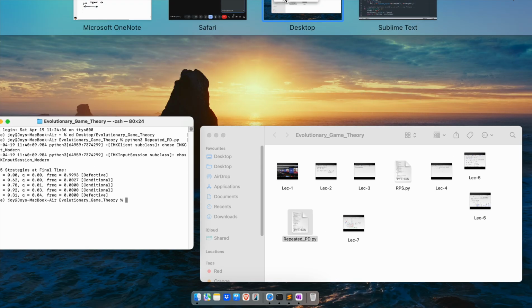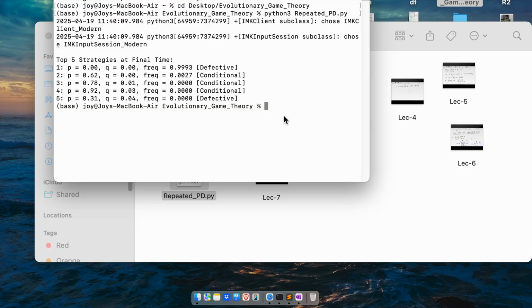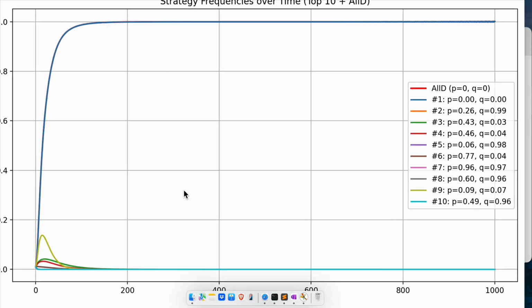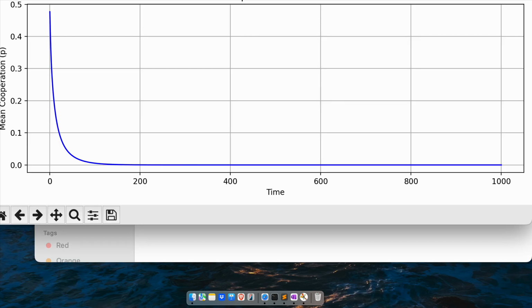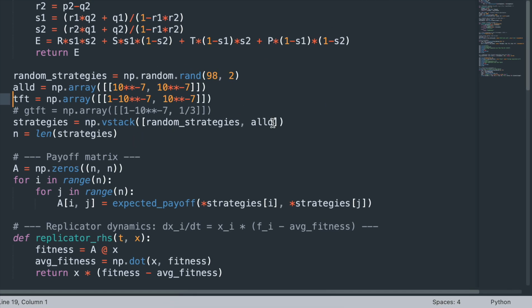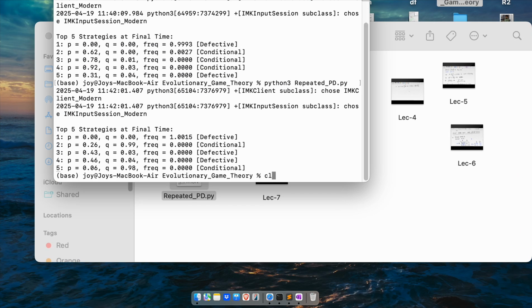Now if I introduce this TFT strategy, let's see what will happen. Here again, cooperation and defection, I have not included these things here. I have not included the TFT strategy in my array. So if I now include the TFT strategy, let's see what will happen.